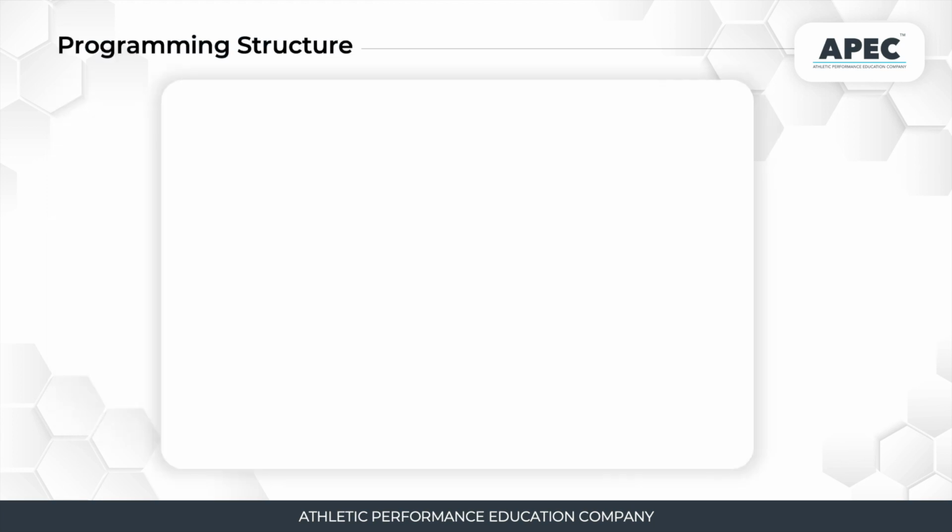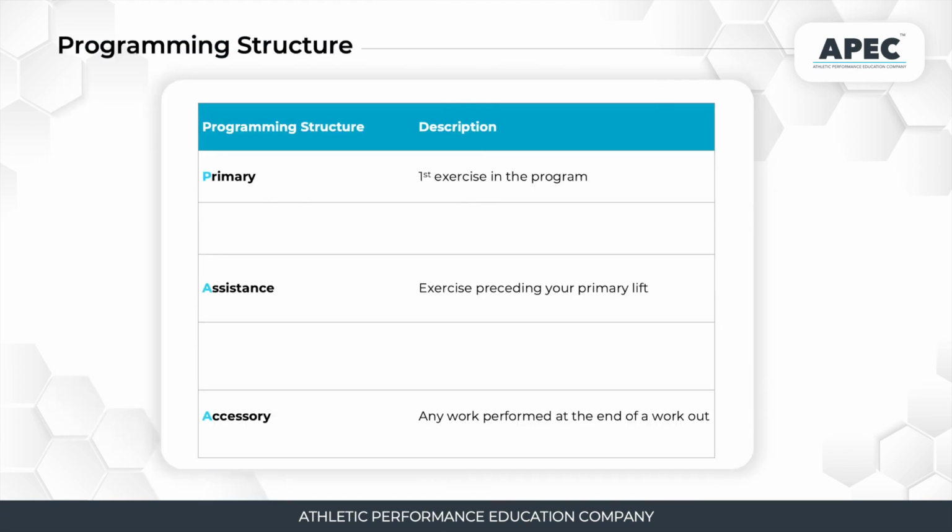So let's look at some programming structure. The programming structure we use at APEC is called the PAA system, and that is a system of programming that we have designed with all of the people, athletes, and teams that we've worked with over the years, and it is laid out in the following format.